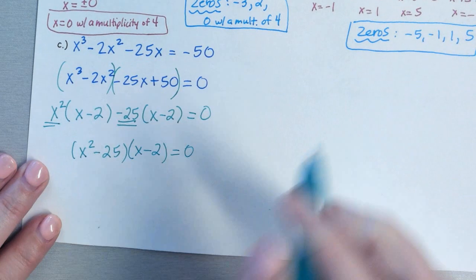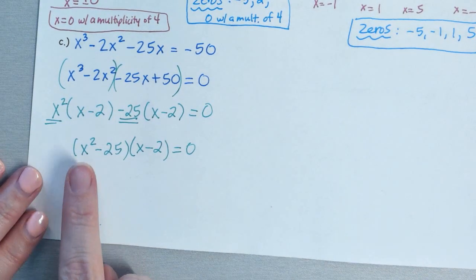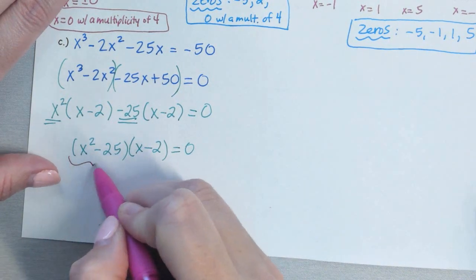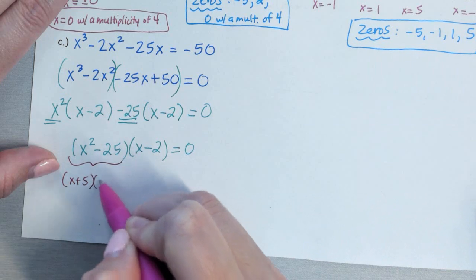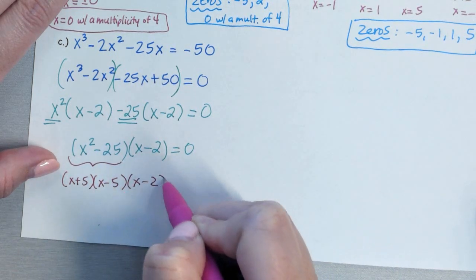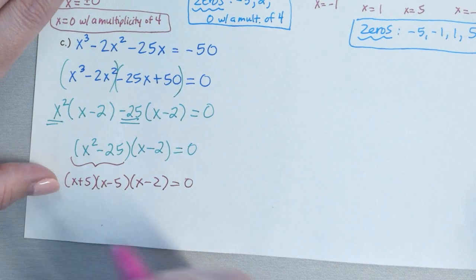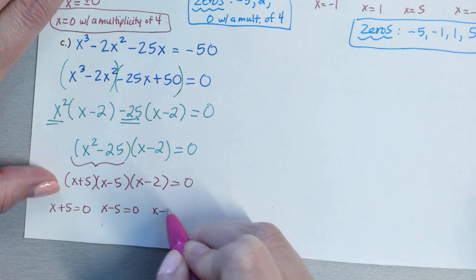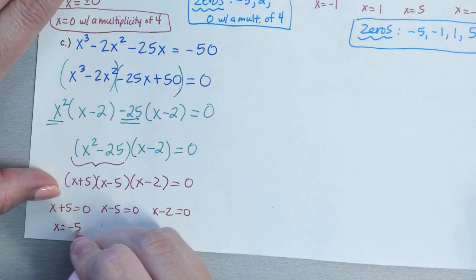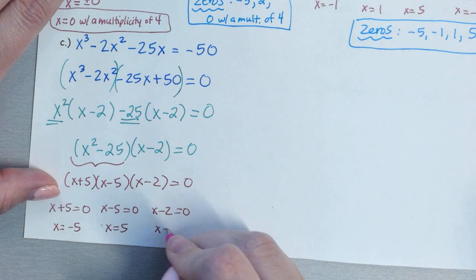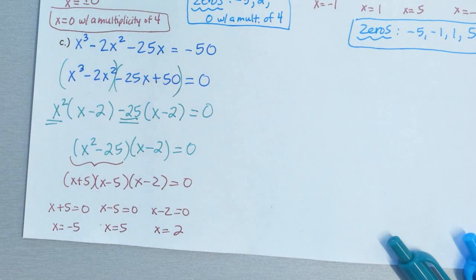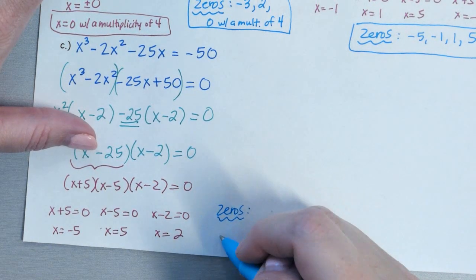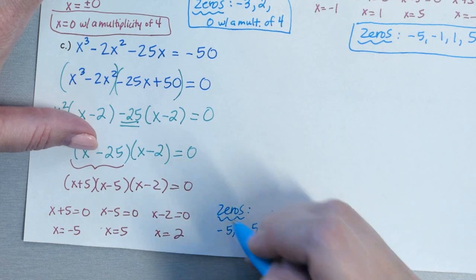This is where we have to remember, again, you have to check for those special patterns. Because x squared minus 25, we just did this one. What should that factor into? Yep, x plus 5 and x minus 5, and then you have the x minus 2. Okay, so then we're going to set each of the factors equal to 0. Okay, and then we are going to label our zeros. Okay, so our zeros for this one are negative 5, 2, and 5.